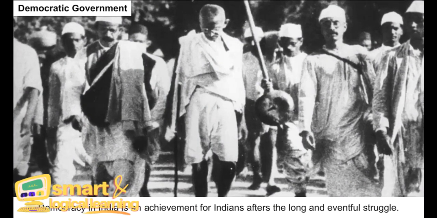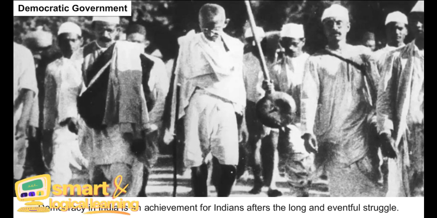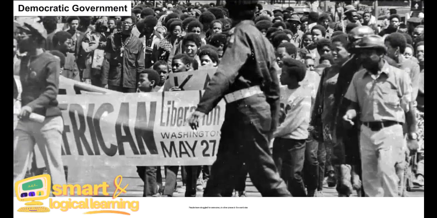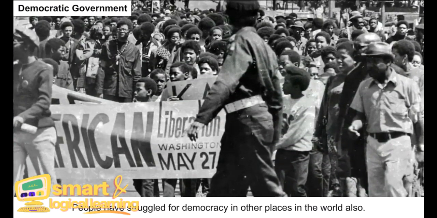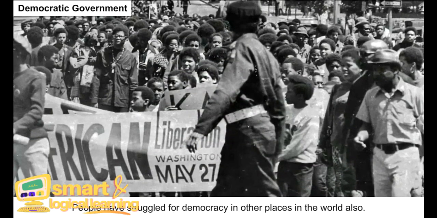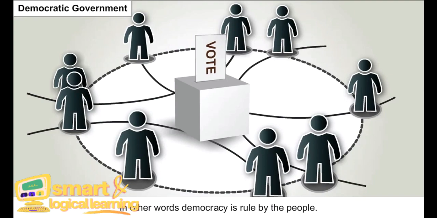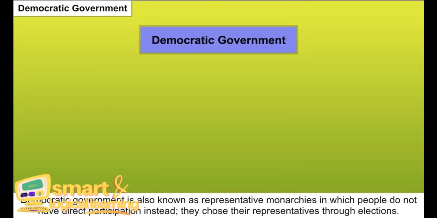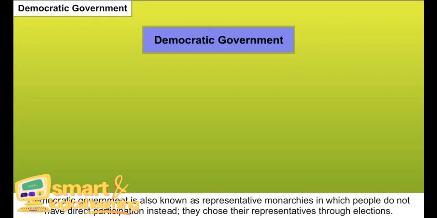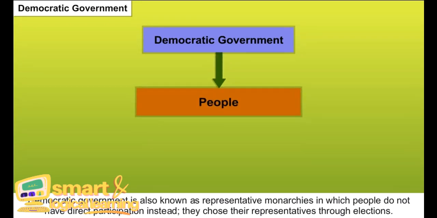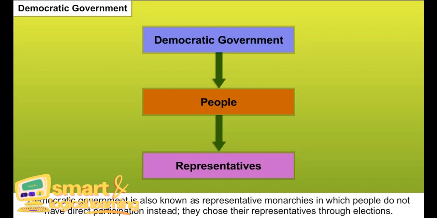Democratic government. Democracy in India is an achievement for Indians after a long and eventful struggle. People have struggled for democracy in other places in the world also. The right of people to elect their leaders is the main feature of democracy. In other words, democracy is ruled by the people. Democratic government is also known as representative democracy, in which people do not have direct participation. Instead, they choose their representatives through elections.